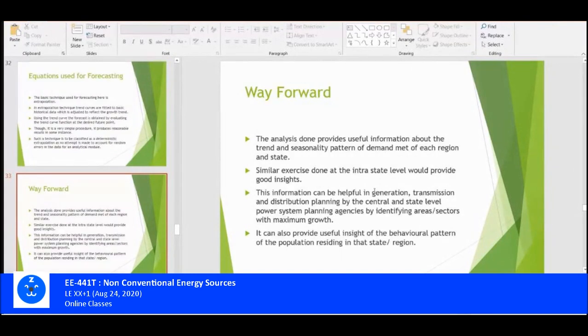So, what is the way forward? The analysis done provides useful information about the trend and seasonality pattern of demand met of each region and state. Similar exercises done at the intra-state level would provide good insights. This information can be helpful in generation, transmission, and distribution planning by the central and state level power system planning agencies by identifying areas, sectors with maximum growth. It can also provide useful insight of the behavioral pattern of the population residing in that region.